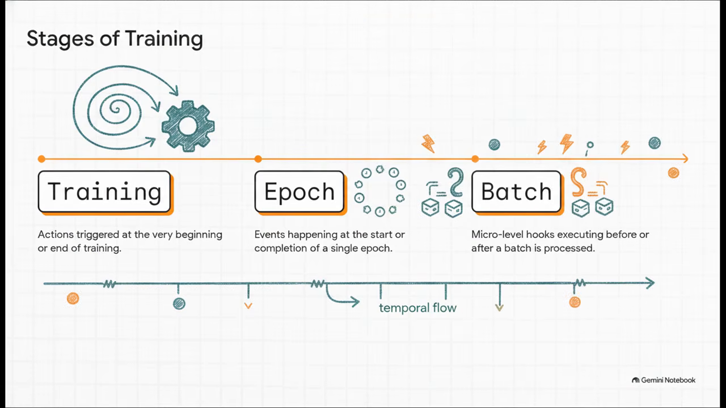This API is amazing because it gives you hooks into practically every microstep of the model's learning journey. You can inject logic right at the start of training, at the start of a training epoch, right before or after a single batch of data is processed, and, of course, at the end of an epoch. It's giving you incredibly granular control over the entire temporal flow of your model's optimization.